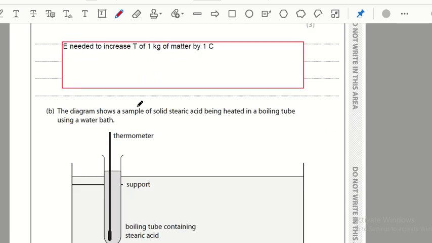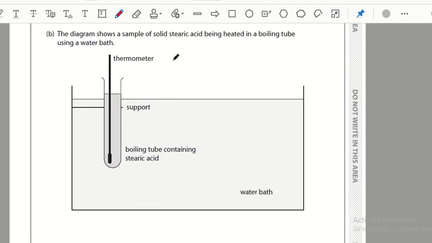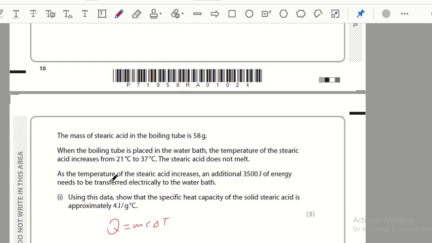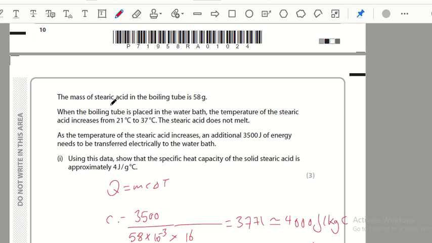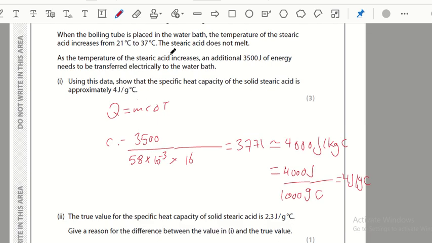Define specific heat: energy needed to increase the temperature of 1 kilogram of metal by 1 degree Celsius. Here is the solid stearic acid, which is wax, being heated in boiling tube using water bath. Mass of wax is 58 gram. Temperature increased from 21 to 37.